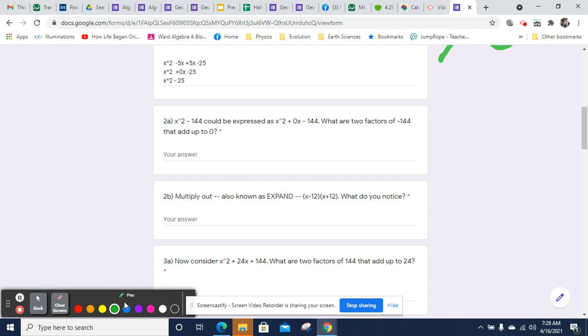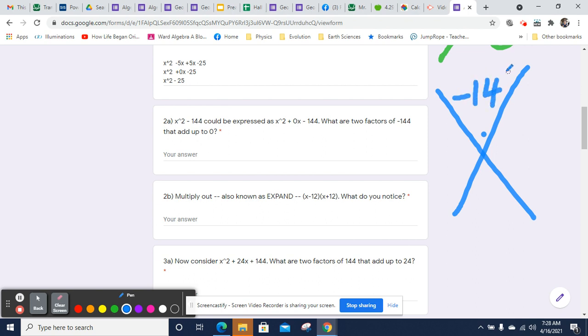In this case, I'll use blue. We're trying to find two factors of negative 144, and we want them to add up to 0. Now, question 3 has some similar numbers. It's not exactly the same. So we can say negative 12 and positive 12. Now, there is a pattern here that I want you to be looking at and noticing.